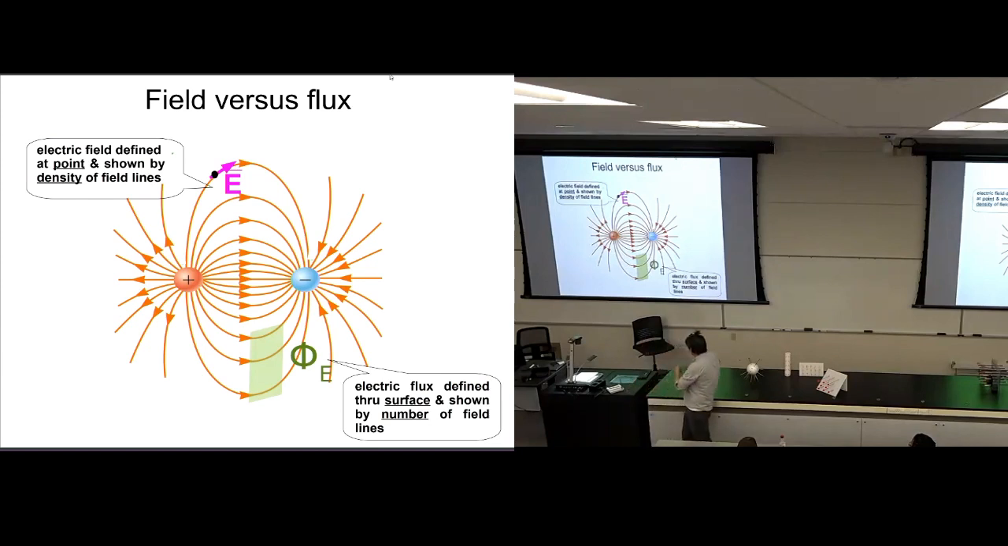All you have to do is count how many field lines pass through a surface, and that's a measure of the electrical flux. So there are 3 field lines through this surface. That's a measure of the flux through that surface. If there were 5 field lines, that would be more flux. If there was just 1 field line, that would be less flux. So we can visualize with the field lines both the electrical field at a point and also the electrical flux through a given surface.